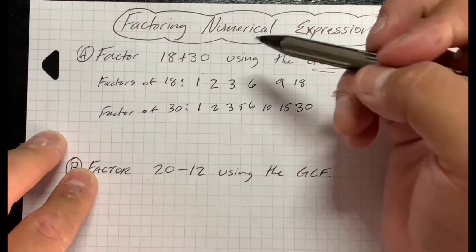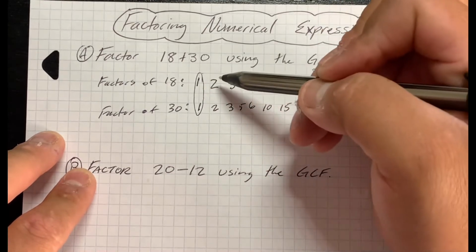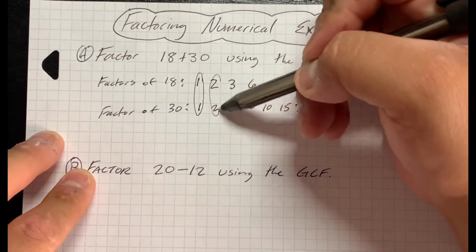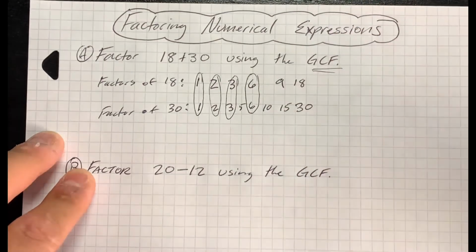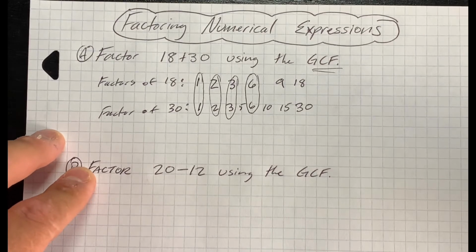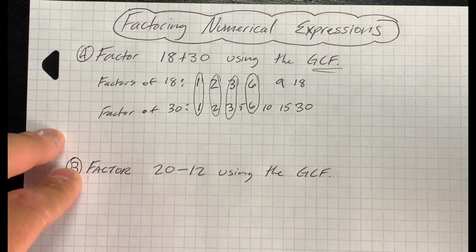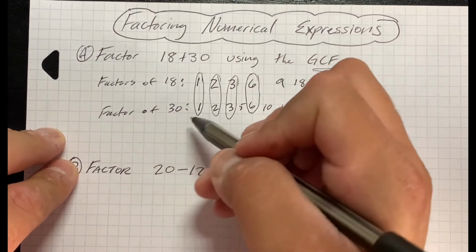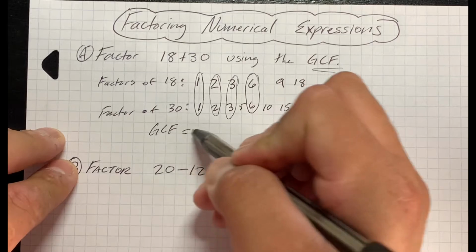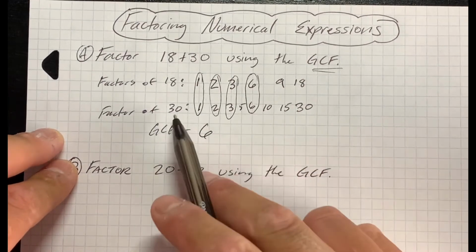Now, I'm going to go ahead and circle all the common factors. Okay, so they have 1 in common. They have 2's in common, 3's in common, and 6 in common. So, out of all of those, ask yourself, which one is the greatest common factor, the GCF? The greatest common factor of 18 and 30 is going to equal 6, because 6 is greater than 3, 6 is greater than 2, and 6 is greater than 1.